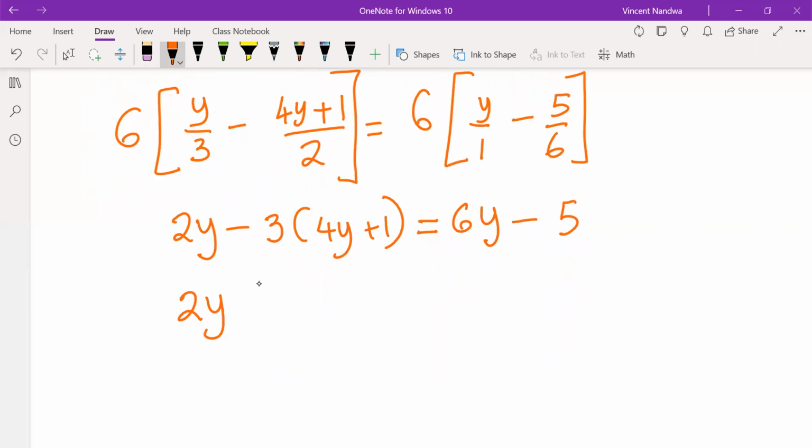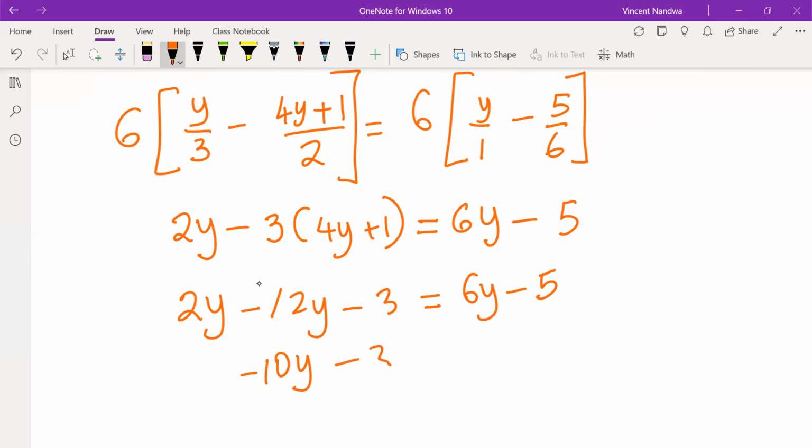So 2y minus 3 by 4y is minus 12y. Minus 3 times plus 1 is minus 3. So this is very key. If you don't put these brackets, you can actually mess up this sign and get a wrong answer. Equals 6y minus 5. 2y minus 12y is minus 10y, minus 3 equals 6y minus 5.